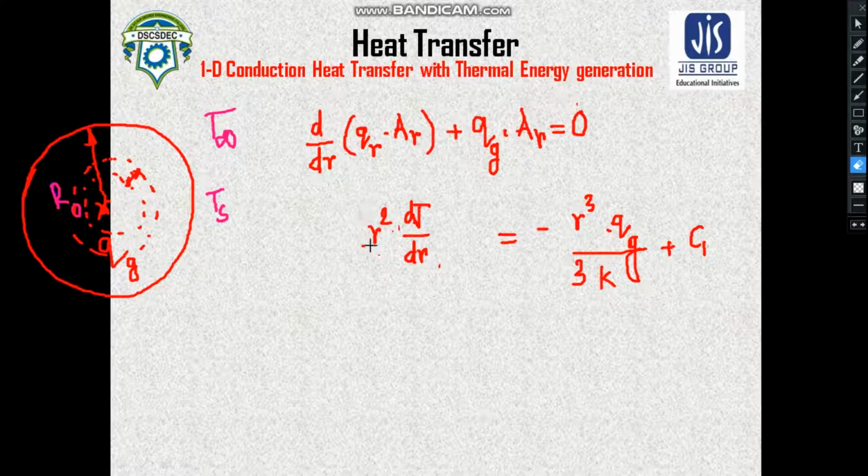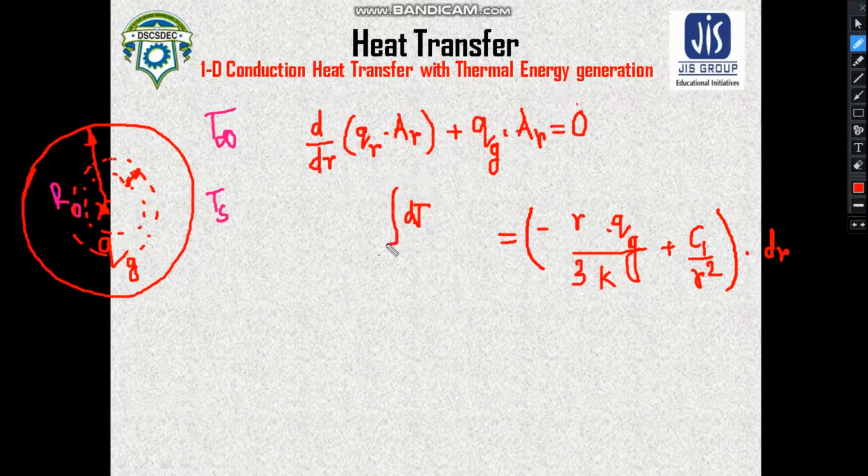Now here we can see that this is our function, and now if we divide this equation by r square, what will happen? There will be no r square here, and this r cube would change into r, right? Very simple. Now again we can rearrange this equation, dT is equal to this into dr. Very simple. Now let us integrate the equation again. So what will happen now?